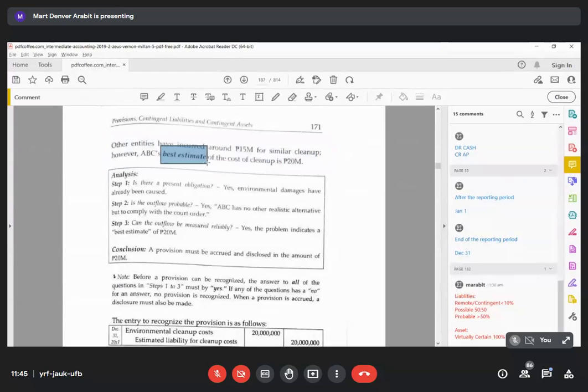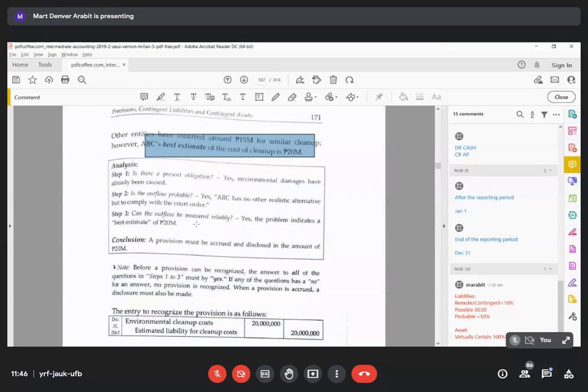Therefore, we need to record a provision. So ito pala, step 1, ito yung present obligation due to obligating event. Number 2, is there outflow? Yes, because it is a court order. This is a legal obligation. And number 3, yes, there is best estimate as mentioned by the problem.